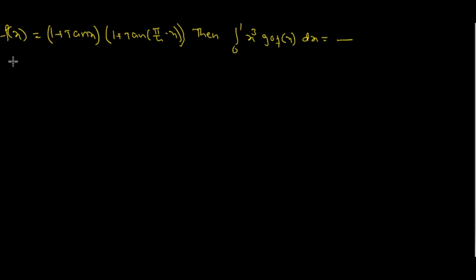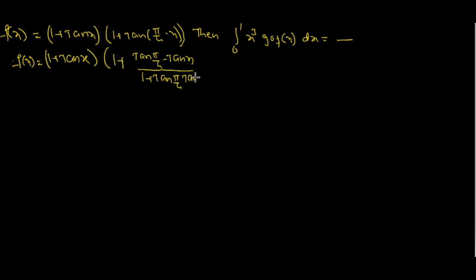If f of x is equal to 1 plus tan x into 1 plus tan of pi by 4 minus x, then the value of integration of 0 to 1 x cube into g circle f of x dx is equal to dash. Here f of x is given as 1 plus tan x into 1 plus tan of pi by 4 minus x, that is tan of a minus b, that is tan a tan 45 minus tan x by 1 plus tan pi by 4 into tan x. Here tan 45 is 1, so that is equal to 1 plus tan x into 1 plus 1 minus tan x by 1 plus tan x.